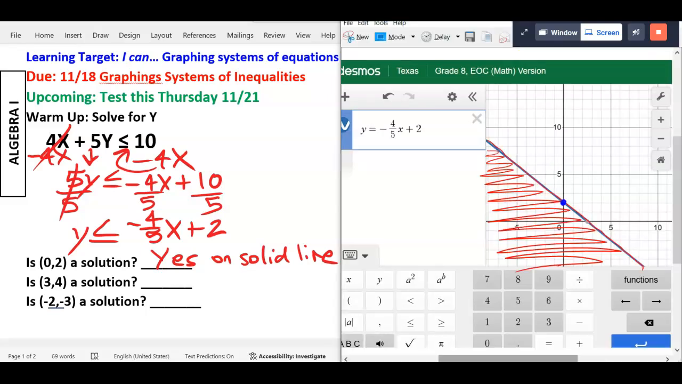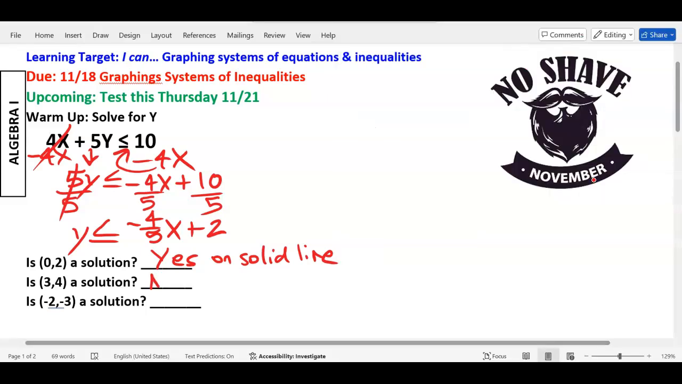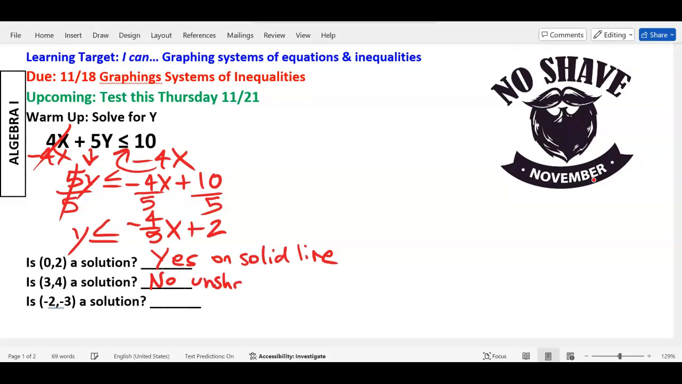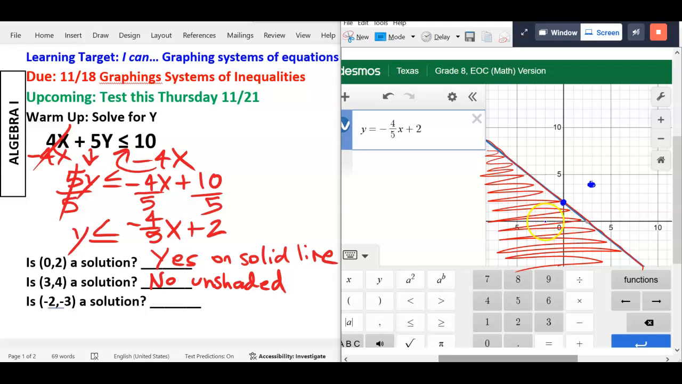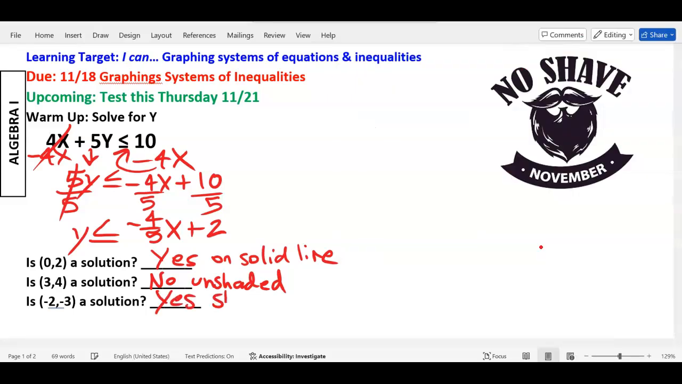Okay. What about 3, 4? So check it out. 1, 2, 3, 1, 2, 3, 4. Is that a solution? No. It's unshaded. And then last one, -2, -3. That's in my shaded area. Again, if you graph it on Desmos, you're going to have to mentally think, is it above or below? It's shaded below. So since it's below, yes, this is a solution. It's in the shaded area. Cool.